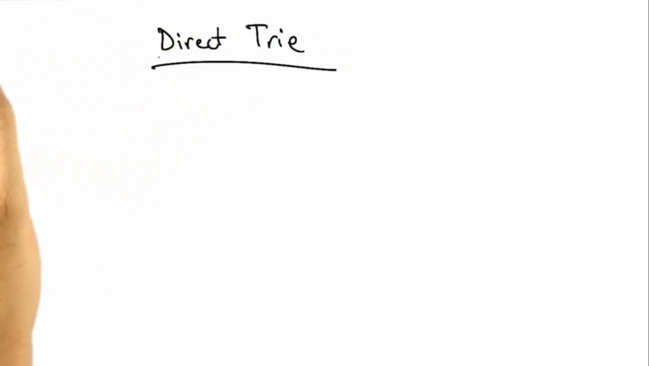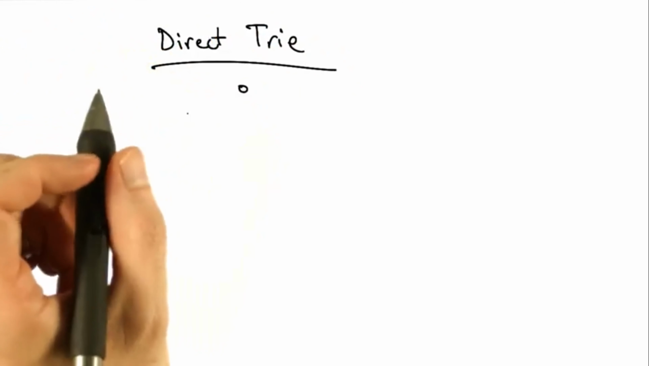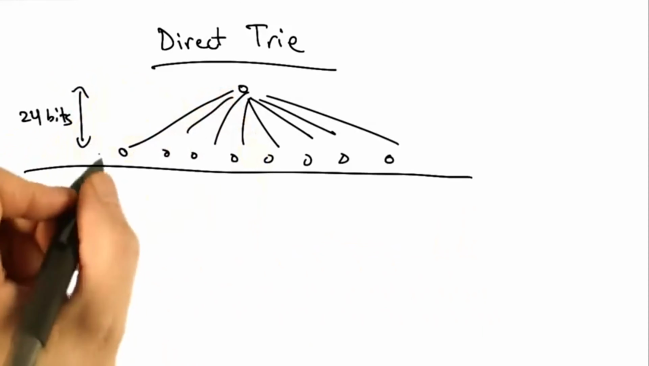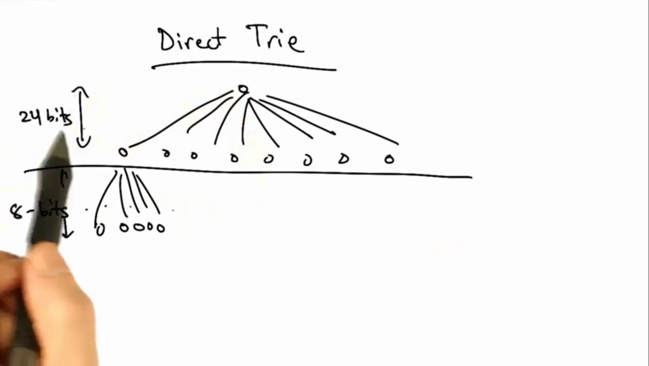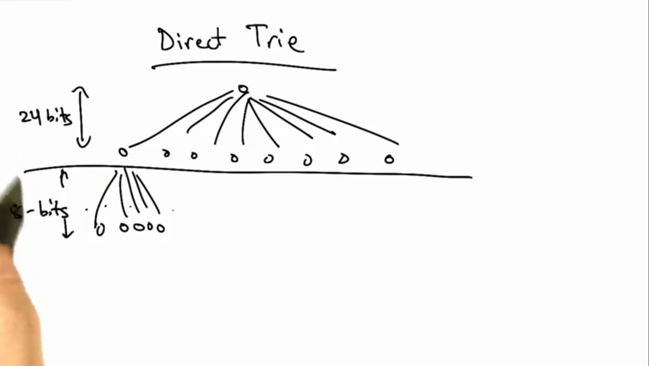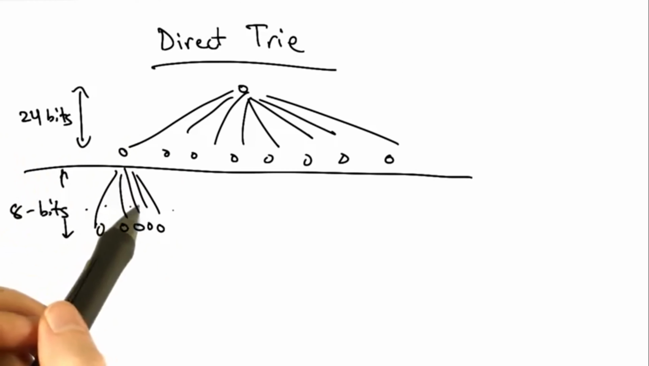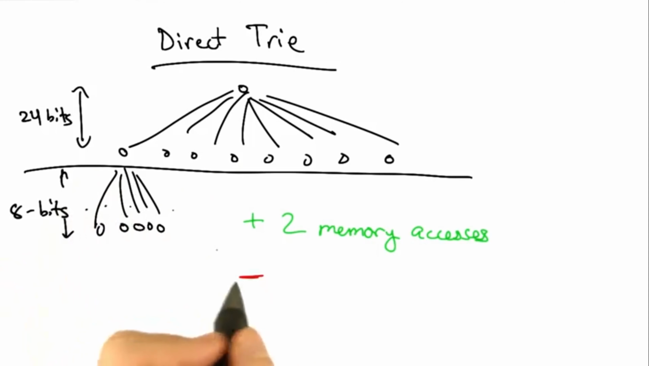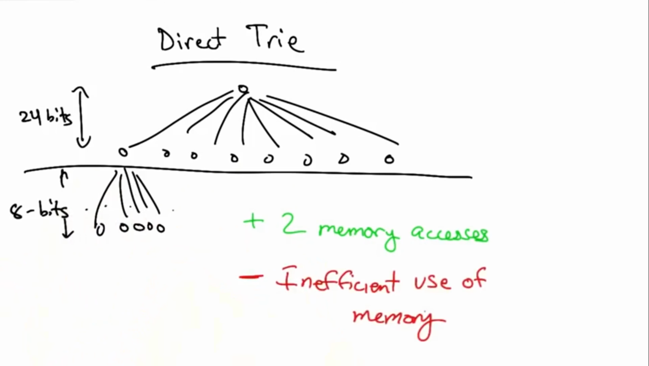The other extreme, of course, is to use a direct trie, where instead of 1 bit per lookup, we might have one memory access responsible for looking up a much larger number of bits. So for example, we might have a 2-level trie, where the first memory access is dictated by the first 24 bits of the address, and the second memory access is dictated by the last 8 bits of the address. Now here, we can look up an entry in the forwarding table with just 2 memory accesses. The problem is that this structure results in a very inefficient use of memory, unlike the single-bit trie.